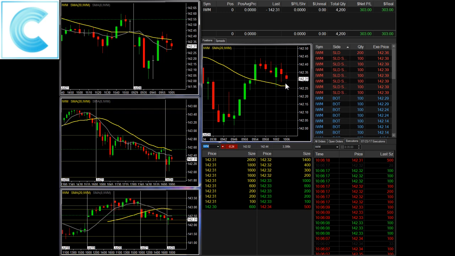Alrighty, so this 2-minute bar has gone red. Looking forward to a break below the 25s or the low of this green bar here, or a break below the bottom of this tail, if we're going to take a short position.